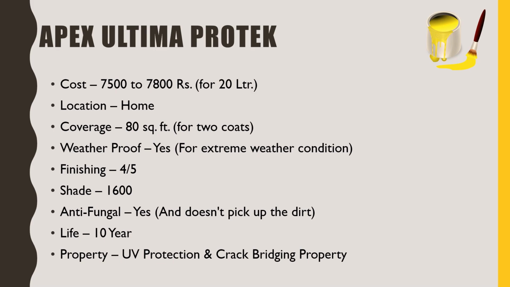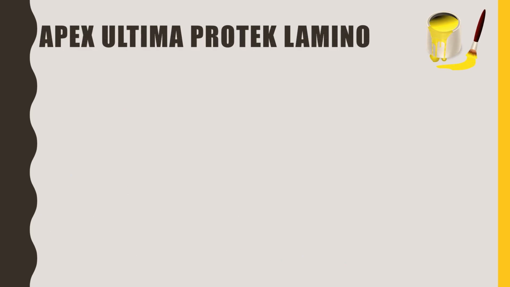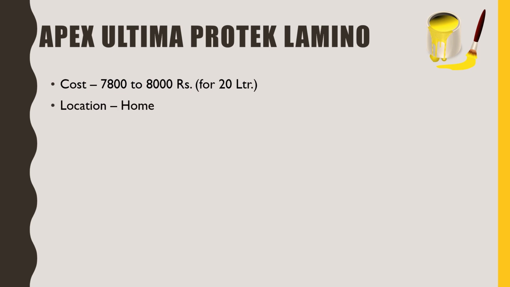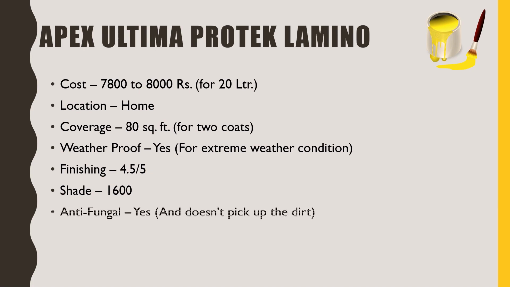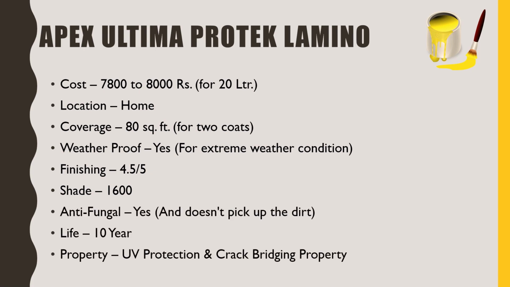The next available paint here is Apex Ultima Protek Lamino. It is very similar to that of the Apex Ultima Protek, which we just saw previously, but the only difference lies in the finishing. What we are getting here, 4.5 out of 5, which can be considered as a very good point for this. And due to this, this is a bit more expensive as compared to that of the Apex Ultima Protek. It cost 7800 to 8000 rupees for 20-liter packaging. Rest all the properties are same as that of the Apex Ultima Protek.